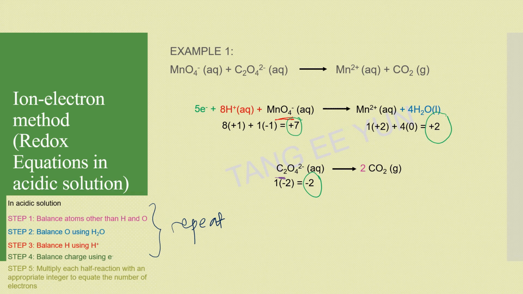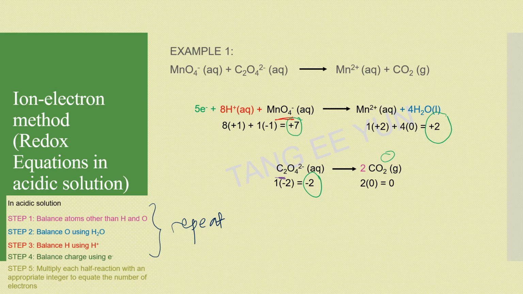And how about the product? On the product side, we have 2 carbon dioxide multiplied by 0 because the charge of carbon dioxide here, there's no charge, right? So the charge is 0. So 2 times 0 equals 0. So now the difference between the charge on the reactant and also the product is 2. Okay, it's 2. And we must remember, for electrons, we need to add in 2.